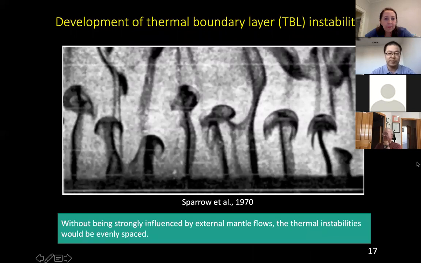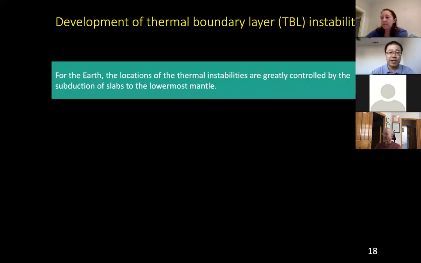Usually people found that without being strongly influenced by external mantle flows, the thermal instabilities would be nearly evenly spaced, and the number of these plumes is mainly controlled by the viscosity. However, for the Earth, it's very different. The locations of the thermal instabilities are greatly controlled by the subduction of slabs to the lowermost mantle. This is because the subduction of slabs controls the major forces of mantle convection, and it also greatly influences the mantle flow field in the lowermost mantle.